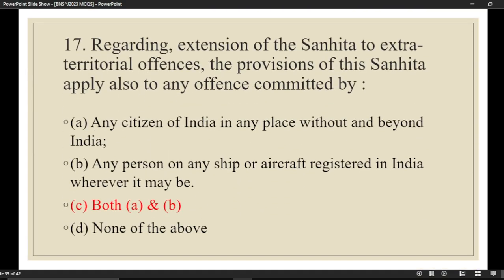And the correct answer is option C. That is, if any citizen of India in any place without and beyond India has committed any offence, or any person on any ship or aircraft registered in India wherever it may be, so any person who has committed such offences, trial will be done on that person as per this Bharatiya Nyaya Sanhita. So that is known as extraterritorial offences. That means any offence under the Bharatiya Nyaya Sanhita which has not been committed within the boundary or territory of our country.